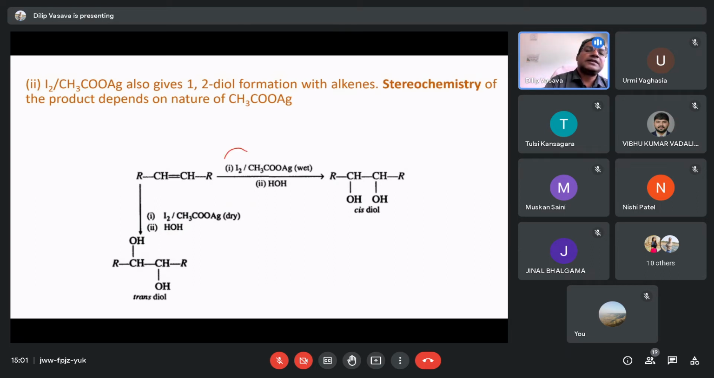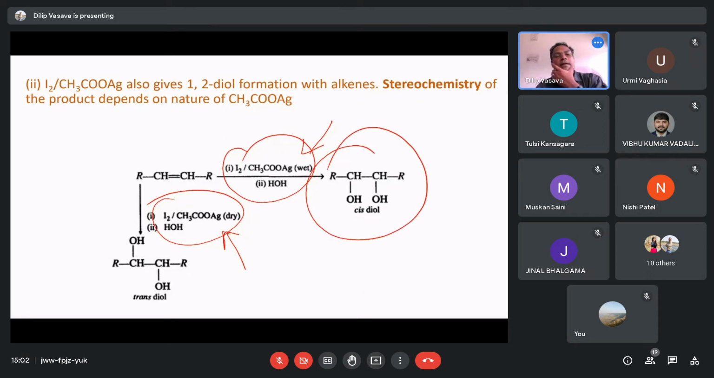Here both the reagents are utilized. In the Woodward condition, the iodine solution is taken in the wet salt of the silver, and here in the Prevost condition, the iodine is taken in the dry salt of the silver. Because of that, the wet salt of the silver in presence of the iodine gives the cis diol, whereas the other one gives the trans diol.